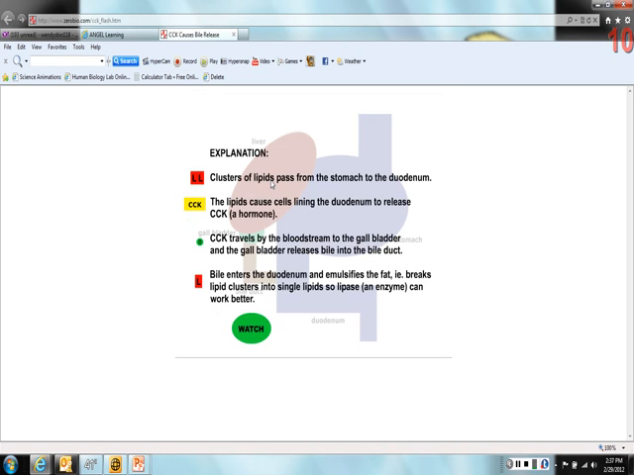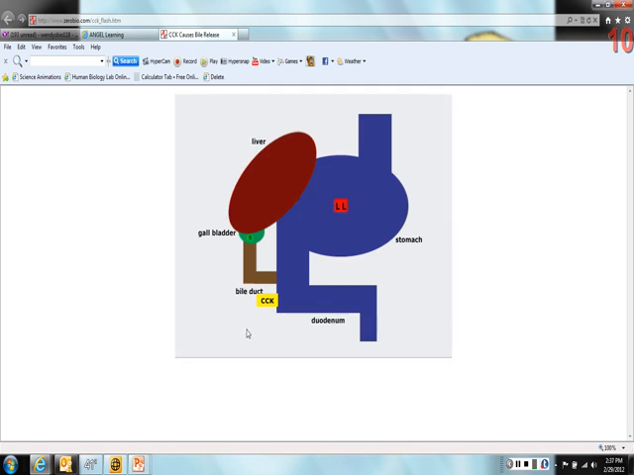Clusters of lipids pass from the stomach to the duodenum. The lipids cause the cells lining the duodenum to release CCK. CCK travels by the bloodstream to the gallbladder, and the gallbladder releases bile into the bile duct. Bile enters the duodenum and emulsifies the fats. It breaks the lipid clusters into single lipids so that lipase, an enzyme, can work better.